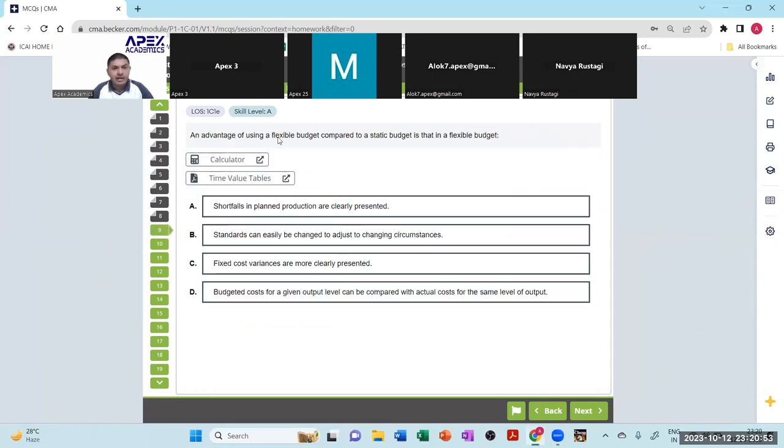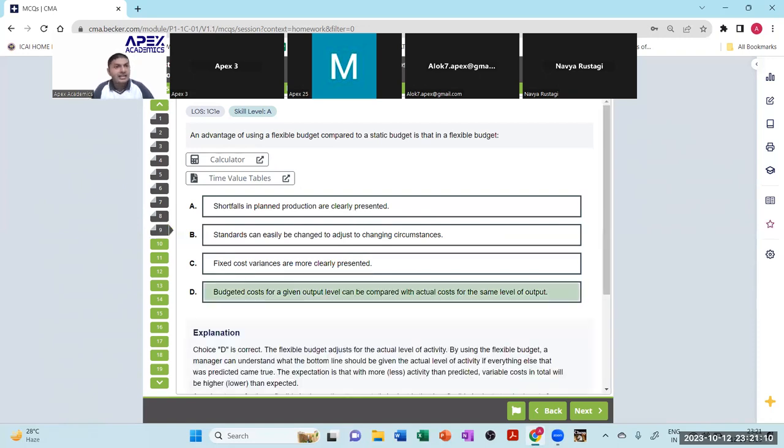9. An advantage of using a flexible budget compared to a static budget is that in a flexible budget, shortfalls in planned production are clearly presented. Standards can be easily changed, fixed cost variances are more clearly budgeted, and budgeted cost for a given level of output can be compared. I think this question was also there in the exam support package.